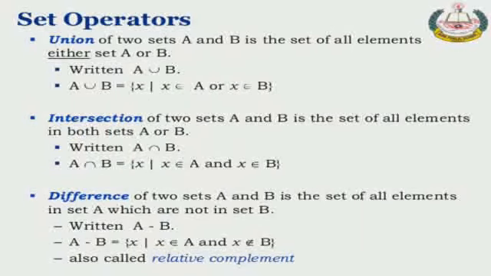Set operator. In the previous slide, we already discussed union and intersection. So the difference of two sets A and B is the set of all elements in set A which are not in set B, written as A minus B. It means we subtract B from A. From the set A, we subtract the elements of set B, so this method is called the difference of two sets.